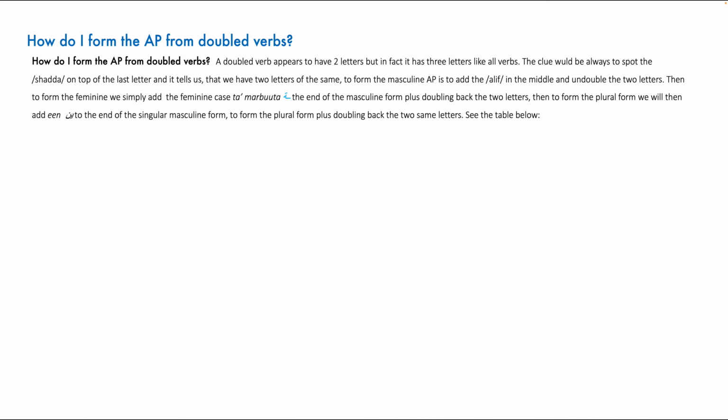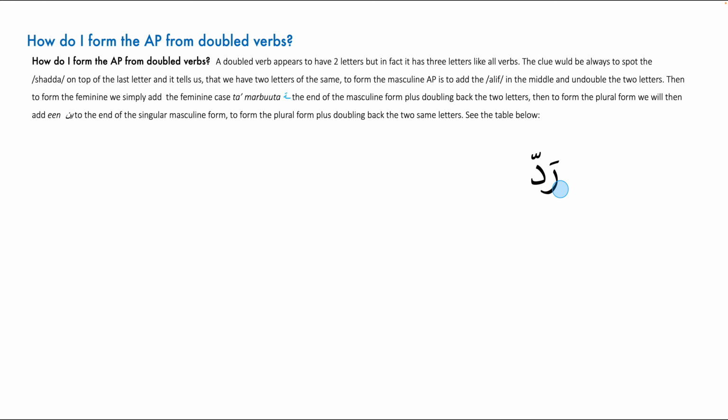In our fourth and final section, we'll be talking about doubled verbs. A doubled verb looks like a verb which has two letters, but in fact it's not. Because in Arabic we've got a grammar rule which says if you've got two letters of the same, you write it once and you write a shadda on top of it to indicate that underneath you've got two letters of the same.